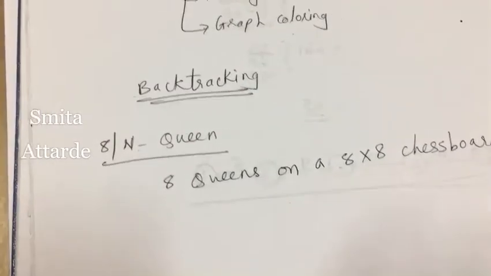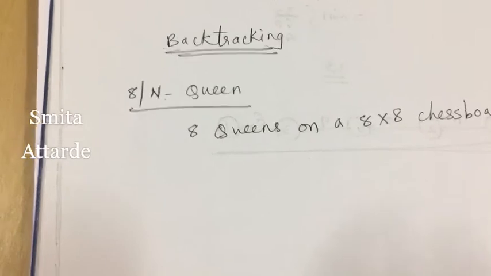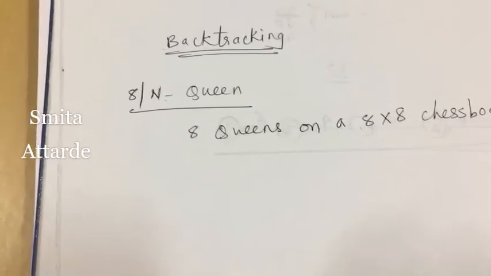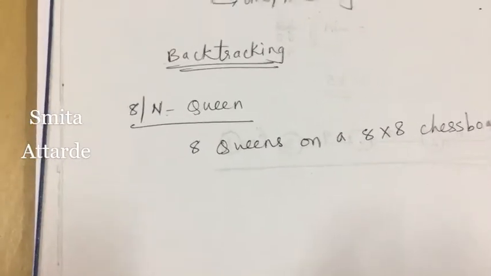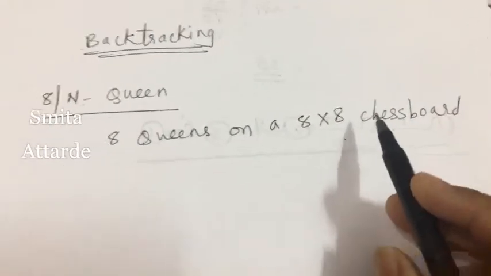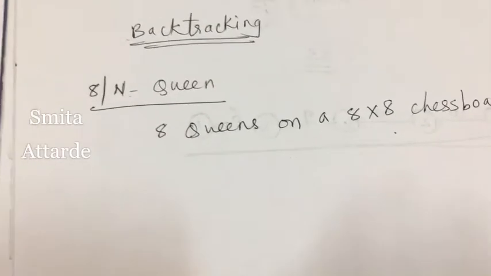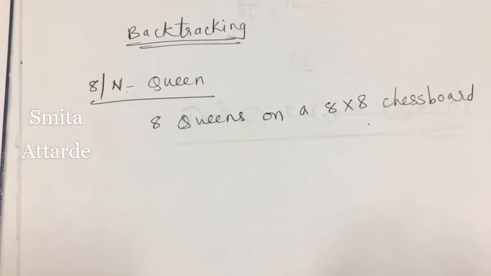Now how can two queens attack each other? If the queens are placed in the same row or same column or diagonally, then they can attack each other. That means we have to place the 8 queens on an 8 by 8 chessboard such that no two queens are in the same row or in the same column or diagonally.